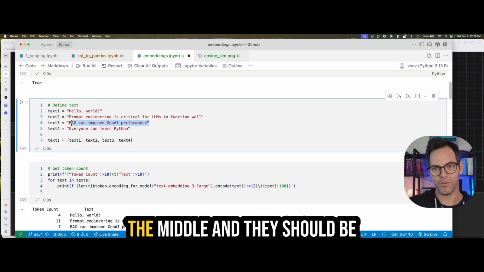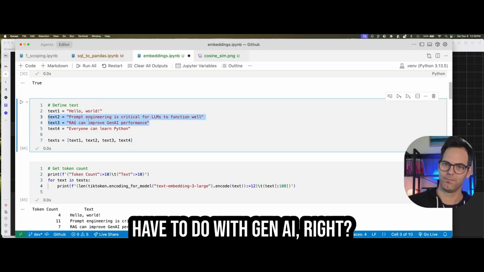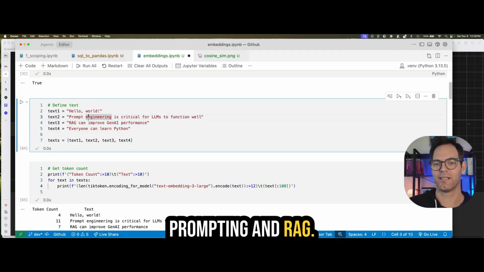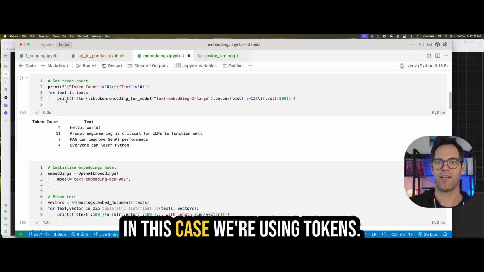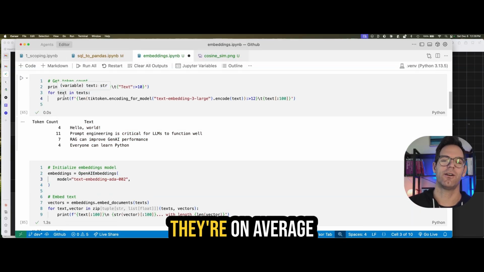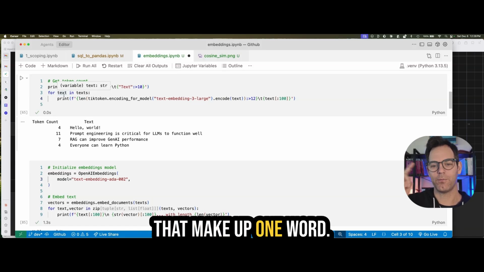And then there are these two in the middle. And they should be pretty similar because they both have to do with GenAI, right? Prompting and RAG. We have these 4. Some are long, some are short. In this case, we're using tokens. Tokens, they're on average, according to OpenAI, there are 4 tokens that make up one word.